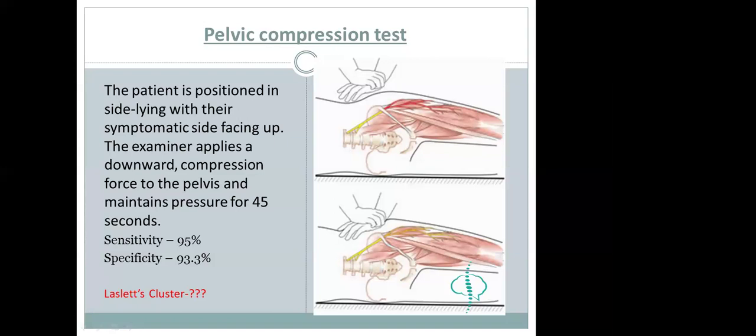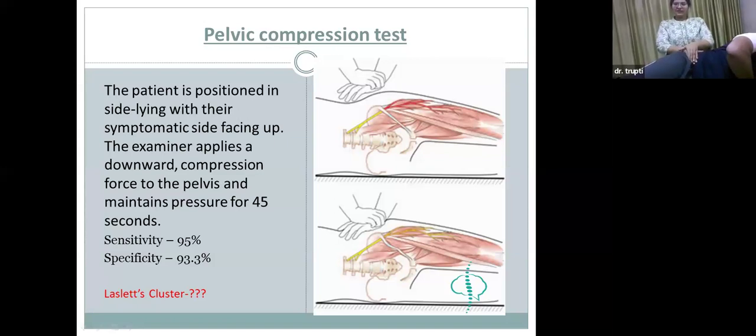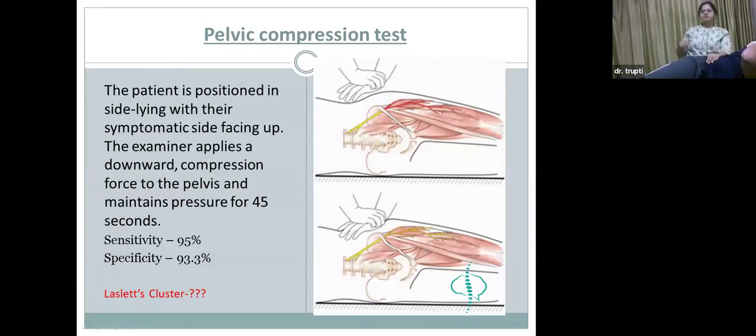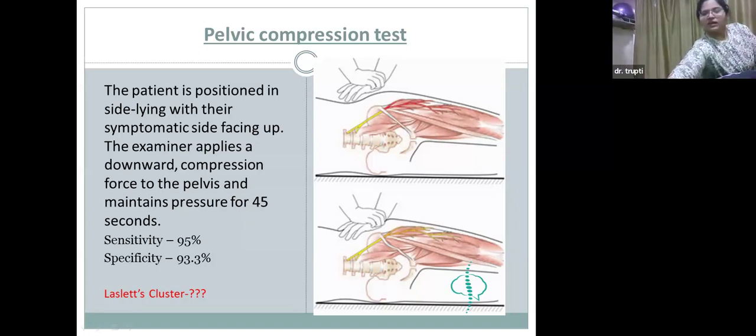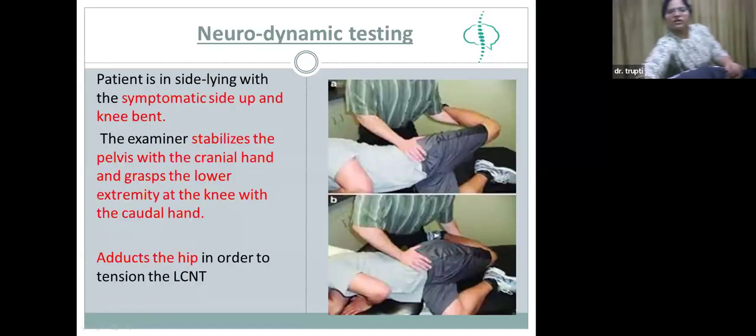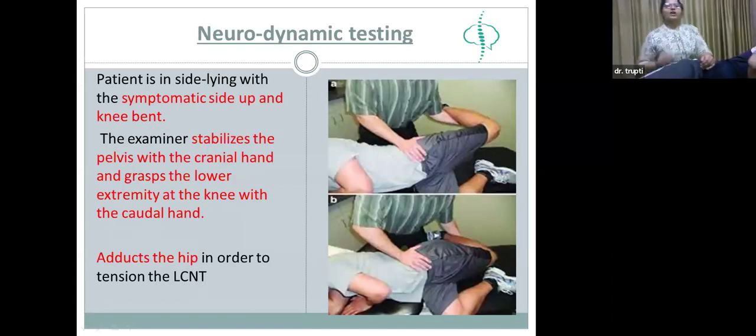So here, in this test, first the patient will be in a side-lying position. The symptomatic side will be up and you have to compress the area for 45 seconds. If the patient complains of symptoms, that means the test is positive. Okay. Second is neurodynamic testing.